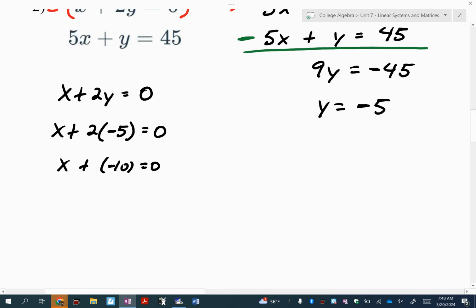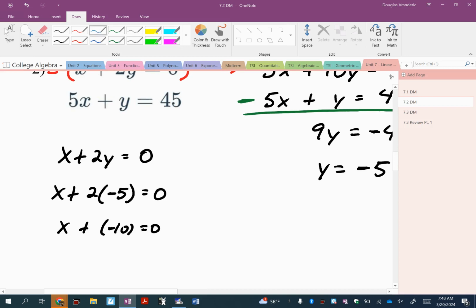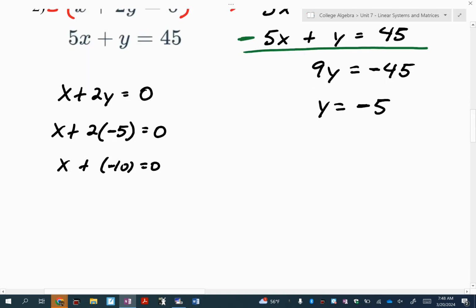How do I move that negative 10 to the other side? Add 10. Thank you, Samantha. So then x is going to be equal to 10.